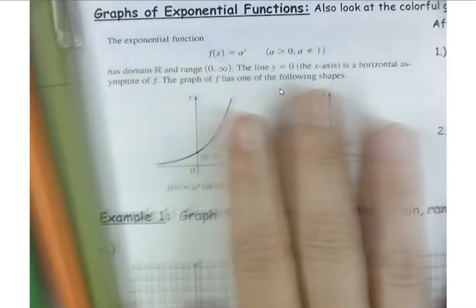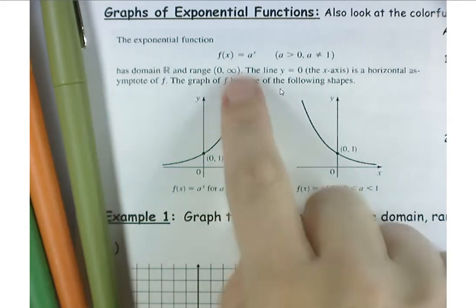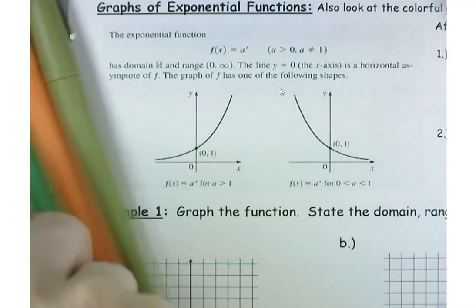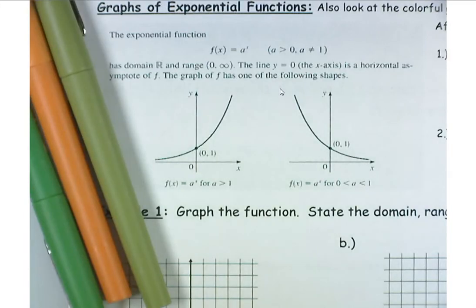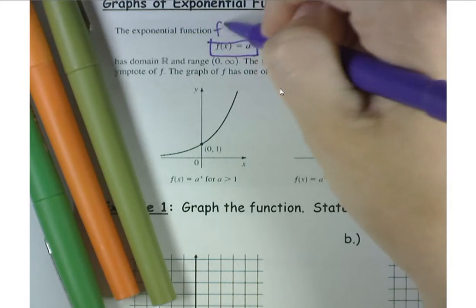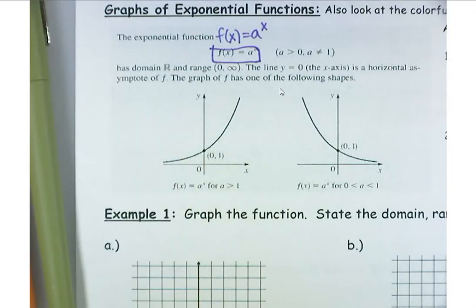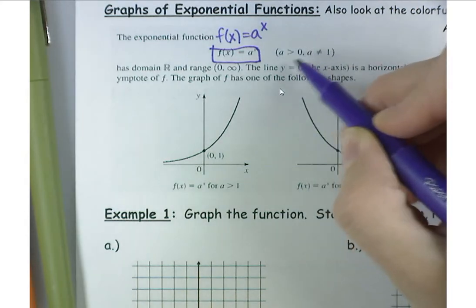Okay, we have an important box here, and that's what we're going to start with. It tells us that f of x is equal to a to the x power. I'm just going to box that in. That would be a basic exponential function: f of x equals a to the x, or sometimes you'll see b to the x. It says your a value is greater than 0.